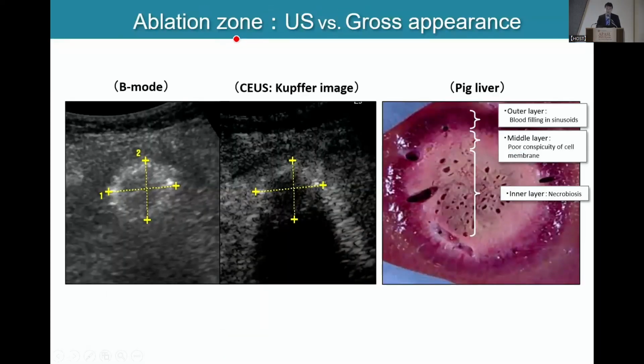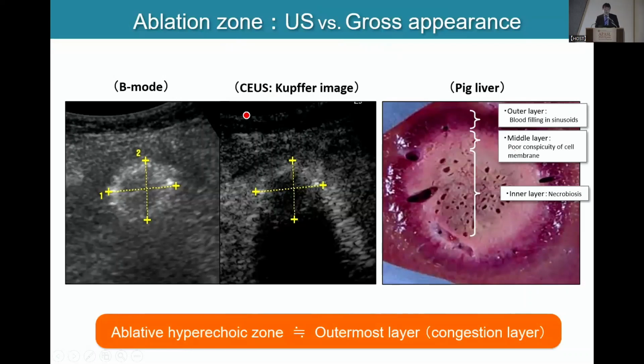This is an image of ablation on ultrasound and the pathological specimen of pigs. We consider that the ablative hyperechoic zone expands to the outer congestion layer.